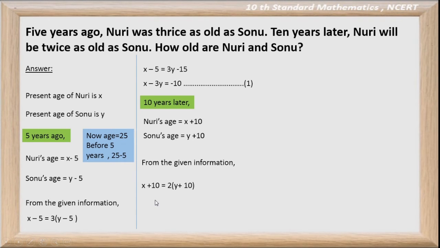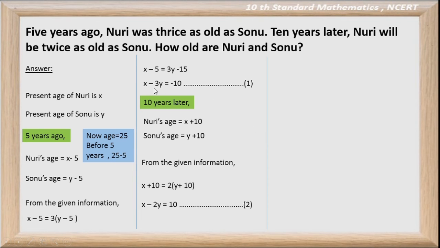Now we can rearrange this. X plus 10 equal 2 into Y, 2Y plus 20. Then we can collect the variable terms on one side and constant terms on the other side. So we will get the equation x minus 2y equal 10. Mark this equation as 2. Now we got two equations.